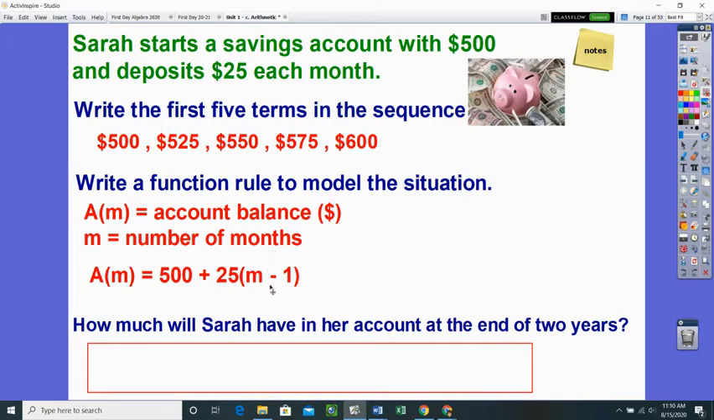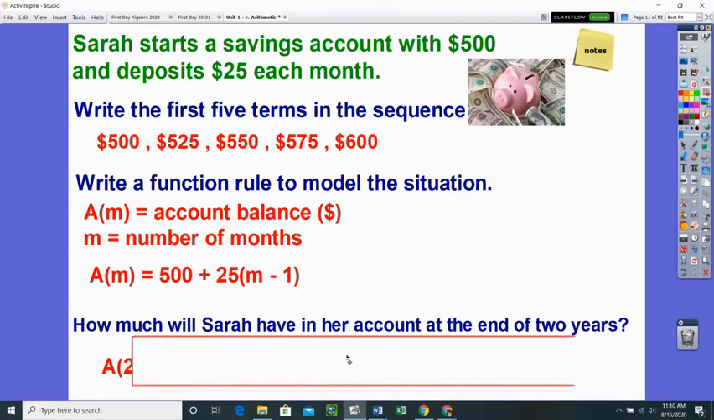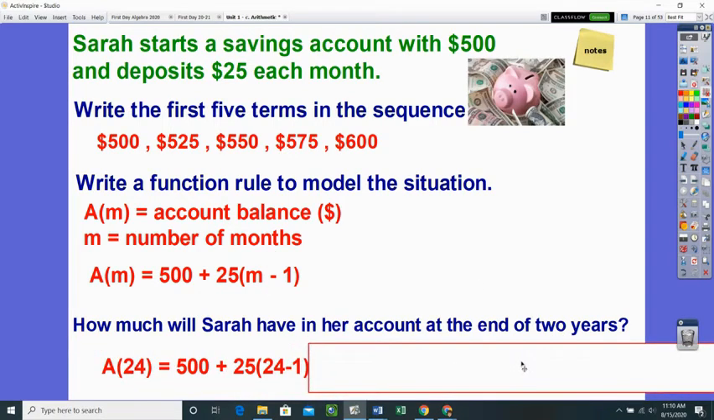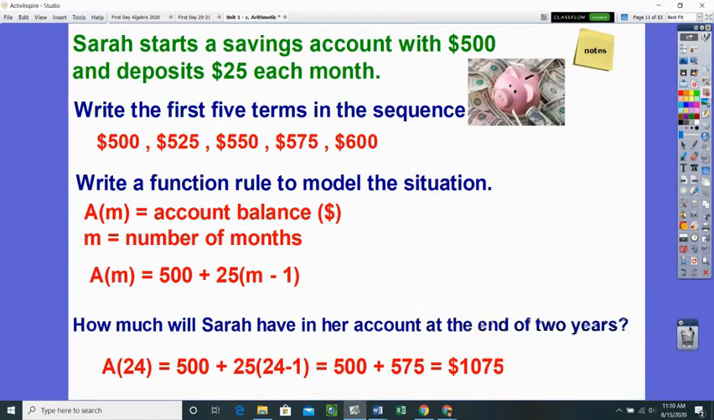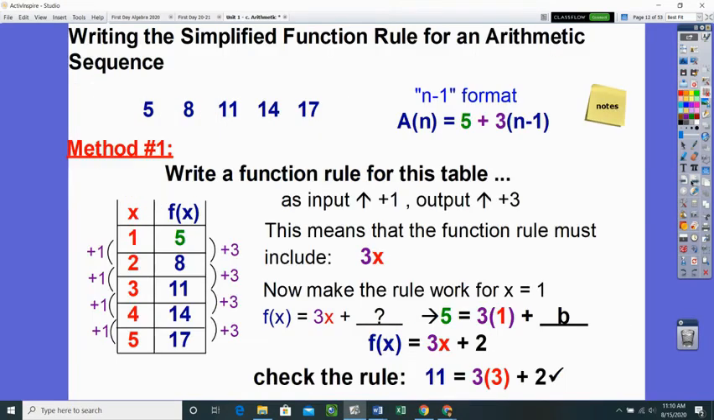So 2, you would not put a 2 in for months. You should have put in a 24. And again, 24 minus 1 would be 23. Multiply it by the 25 and then add the 500 and you would have $1,075 in there. Okay, so that just gives you an idea where some of this is used.